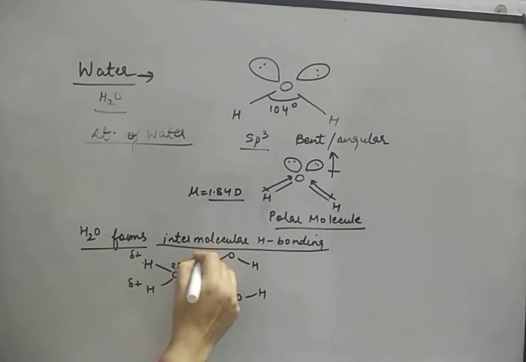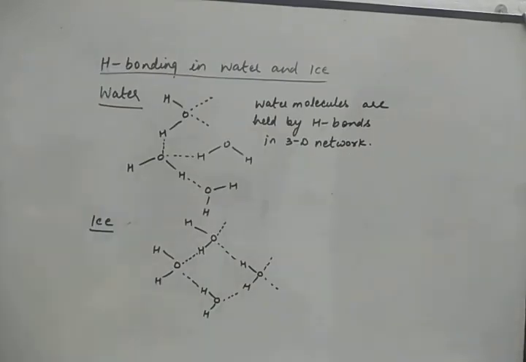So because of the electronegativity difference, water can form intermolecular hydrogen bonds. And this intermolecular hydrogen bonding is present in the liquid state as well as in the solid state of water. And what is the solid state of water? That is ice. Now we'll discuss hydrogen bonding in water and ice.